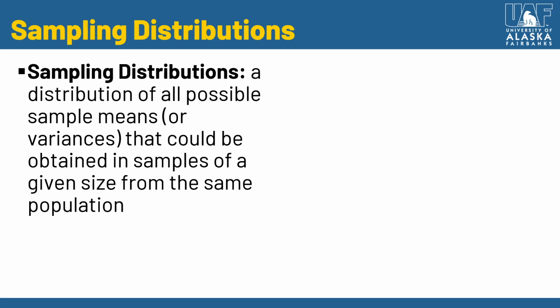So this is important to know because it's an important part of the background process of doing statistical analyses. A sampling distribution is a distribution of all the possible sample means that could be obtained in samples of a given size from the same population. Sample means or variances. That's a wordy definition, and honestly, the definitions in this unit tend to get confusing because we're using the word sample and distribution lots of times in the same place.